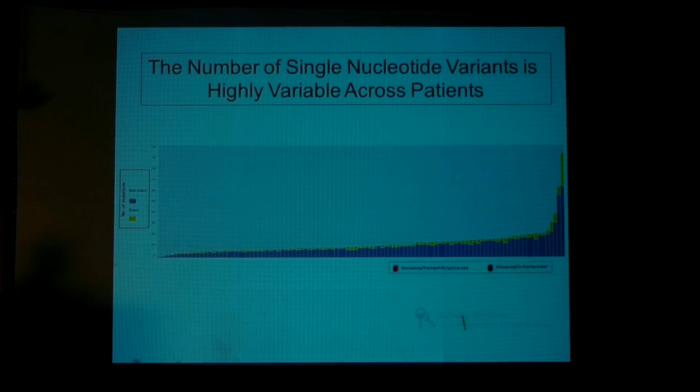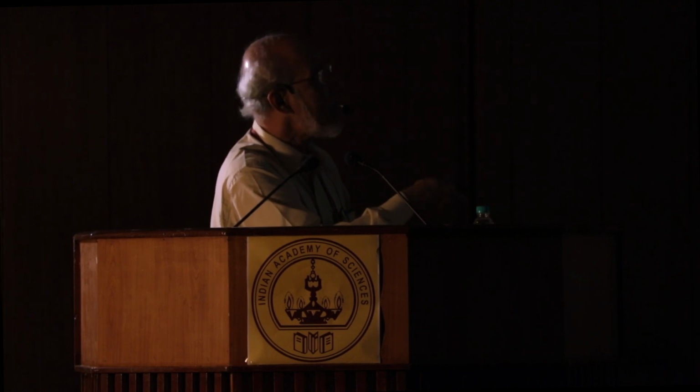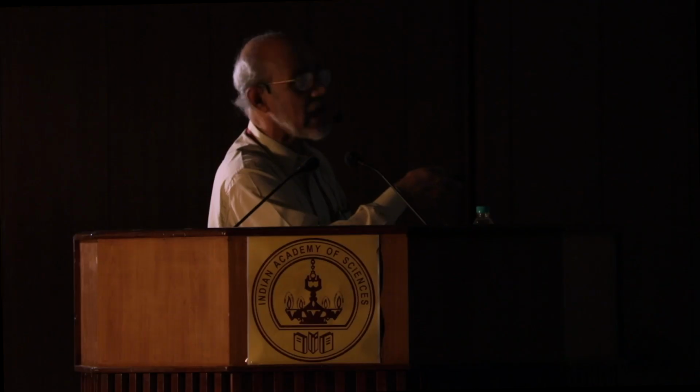So I'm presenting you data on about 300 patients. These are the 300 patients that we're looking at. The first point to note is the number of single nucleotide variants. Single nucleotide variants are changes of one alphabet in the normal genome to another alphabet in the patient genome. Those are called single nucleotide changes, single alphabet changes, and they're the most prominent kind of changes that take place in the human genome.